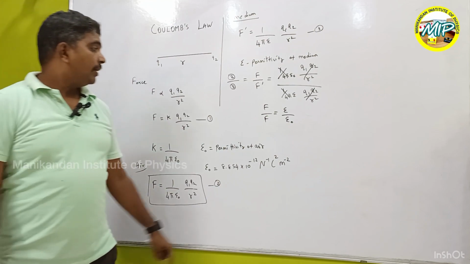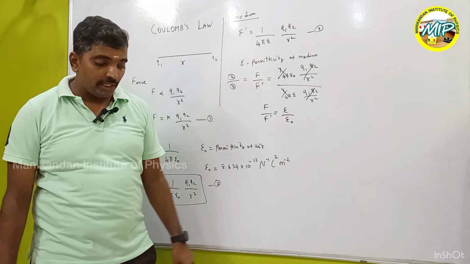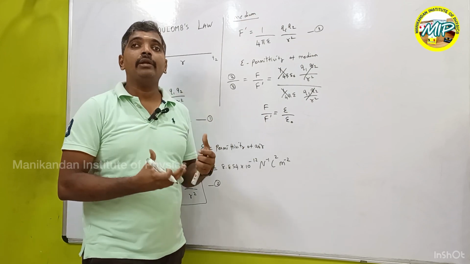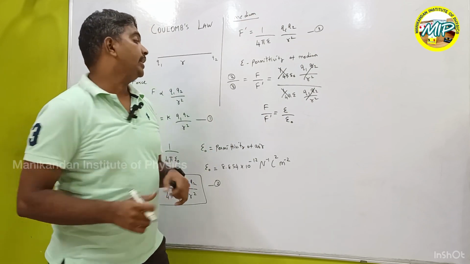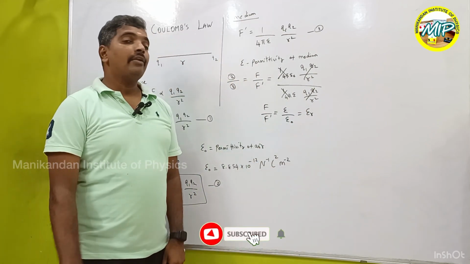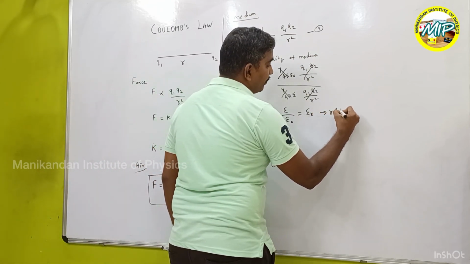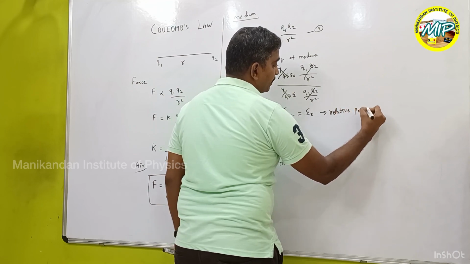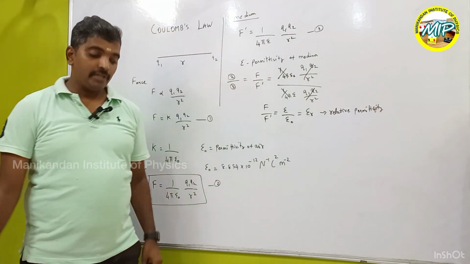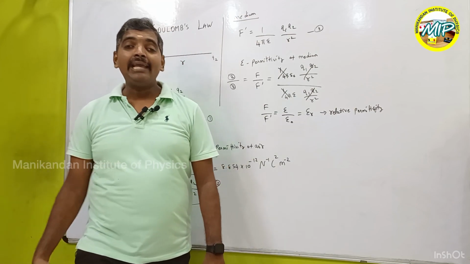So this is nothing but the permittivity of the medium divided by the permittivity of the vacuum or the permittivity of the air. So I'm going to write a new technical term, the relative permittivity, equal to epsilon r. This epsilon r is called the relative permittivity of the medium. Sometimes this relative permittivity is called capital K. It's called your dielectric constant.